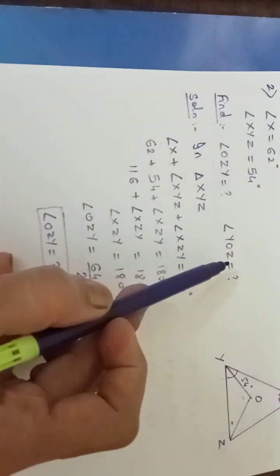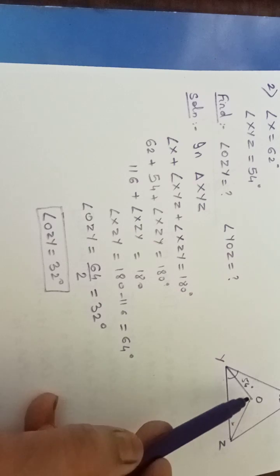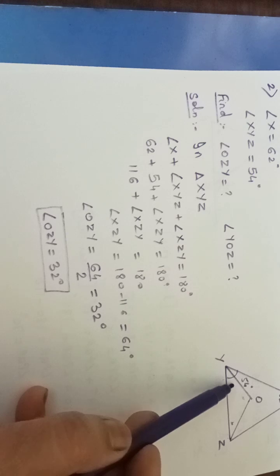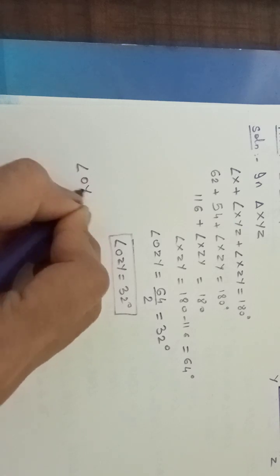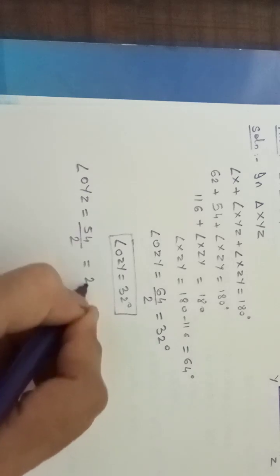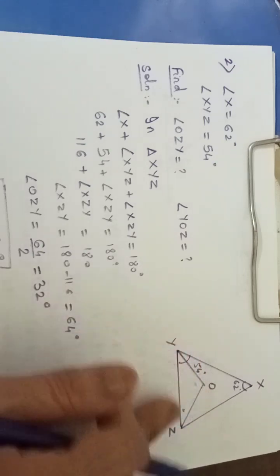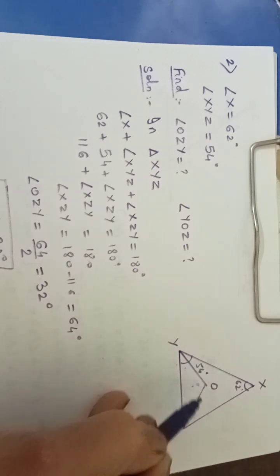Now second part, we have to find YOZ. For this, we'll take this smaller triangle. Now in this, how to find the measurement of this part? This we got as 32. How will we find this? Again we'll divide this 54 by 2 to get this angle OYZ. So angle OYZ is equal to 54 divided by 2, which is 27 degrees. So for this triangle OYZ, we got the measurement of this angle also, and we require just this.